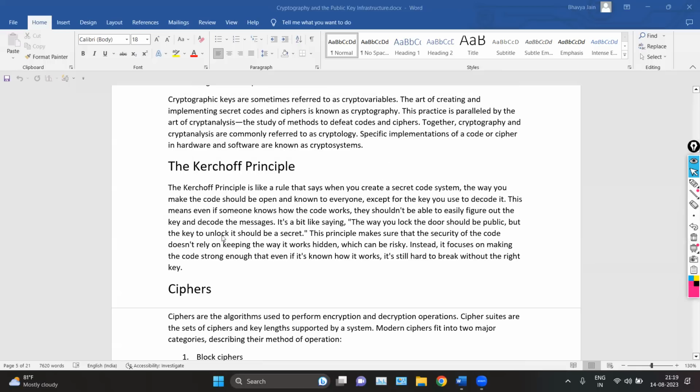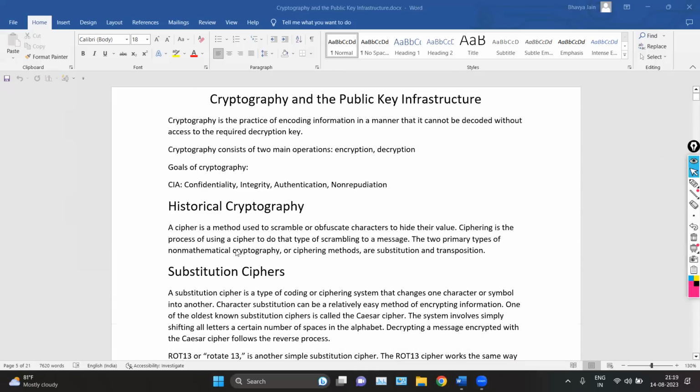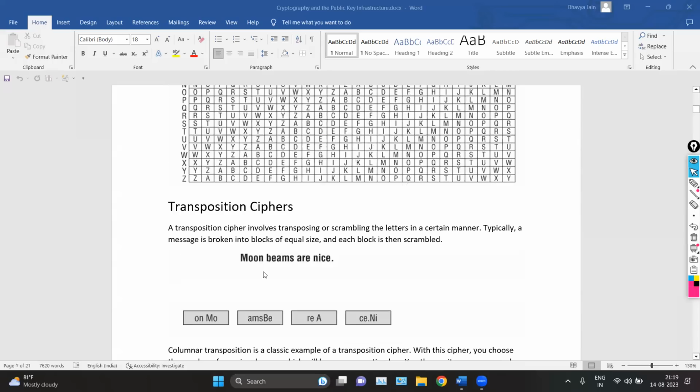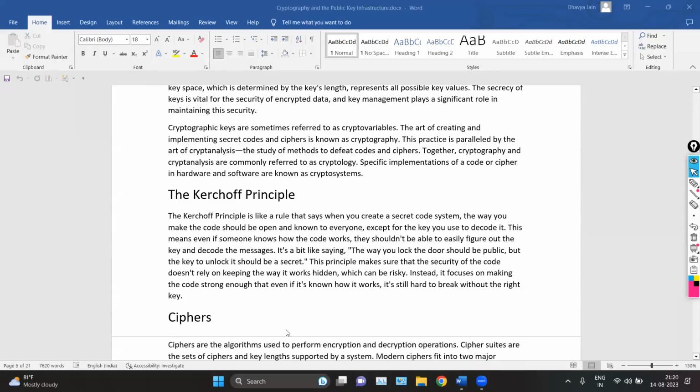Then we have the Kirchhoff principle. It is a kind of rule which says that you should hide your method as well as your key. You have to hide both the key and the method. This is because of historical ciphers and cryptography, where we needed to hide the method as well as the key. But in modern cryptography, we don't need to hide the method or the algorithm we are using, or the working of the algorithm. So this is all about the Kirchhoff principle.